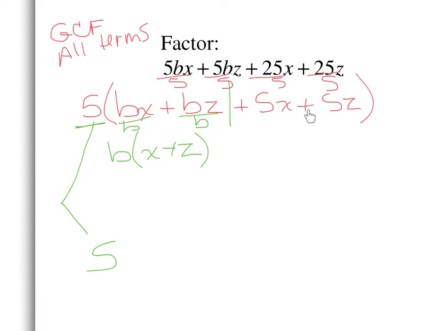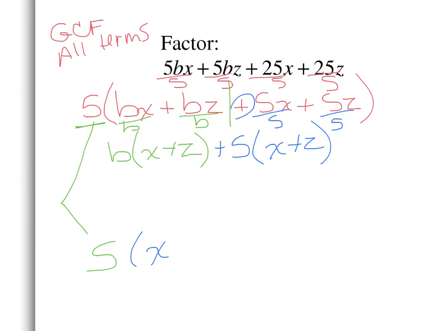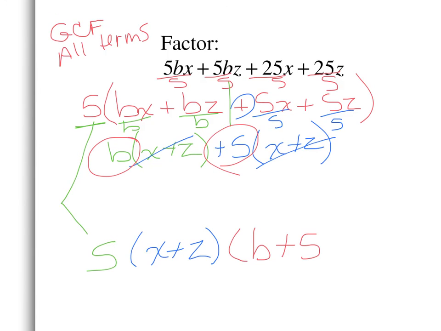These two terms have a 5 in common. So we have the plus sign coming from there. When you divide them both by 5, you're left with x plus z. And again, making sure these two binomials match because they are the common binomial, and now we'll bring them to the front as x plus z. Taking it out of both of these terms, we're left with b plus 5. And that's the final factoring right there.